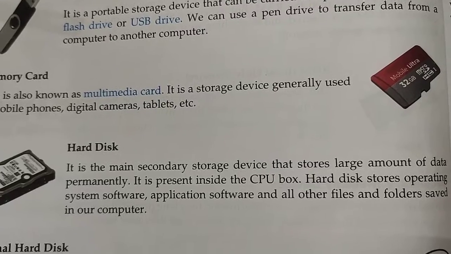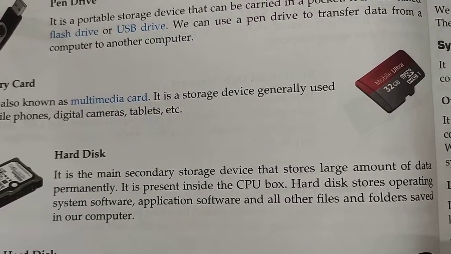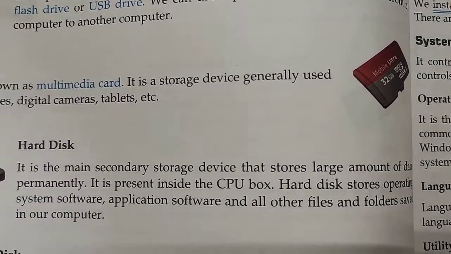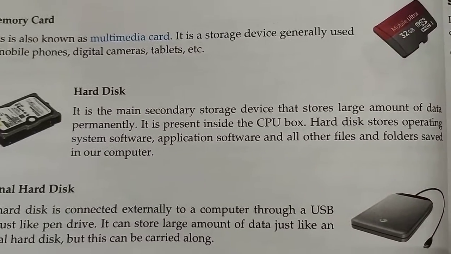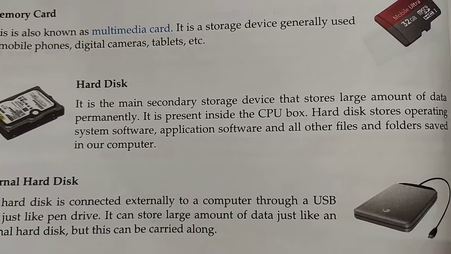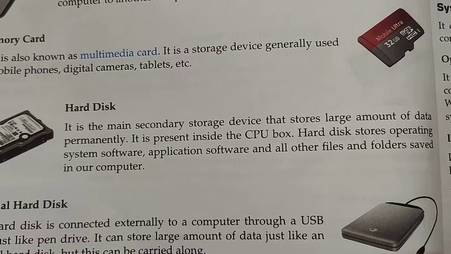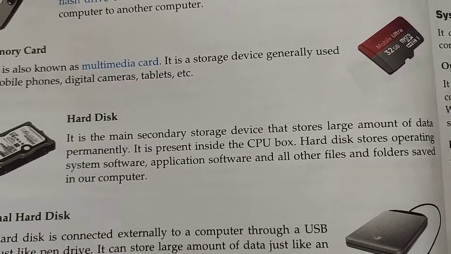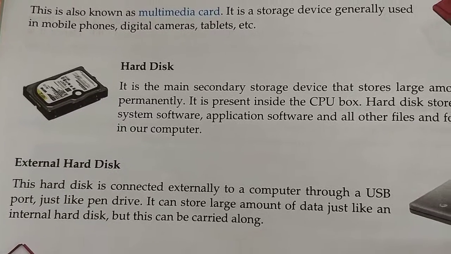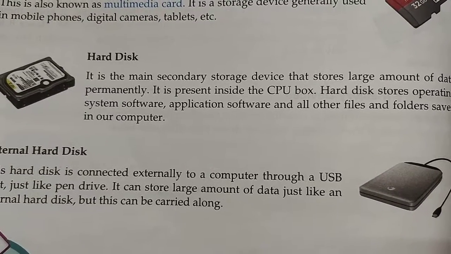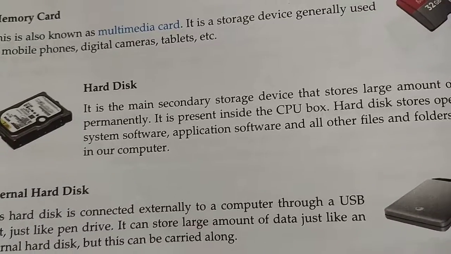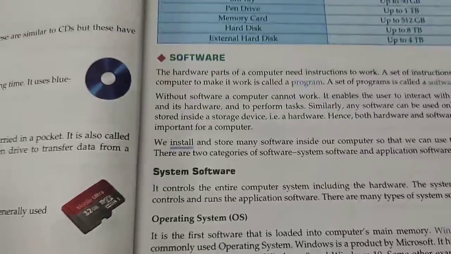Hard disk is the main secondary storage device with computers, which is fitted in our CPU box to store our computer software, system software, and every single part. It is scratch proof. There won't be any damage if we have saved our system software and operating software in the hard disk. External hard disk. This is an external hard disk. It is portable. When we want, we can link it with the computer.